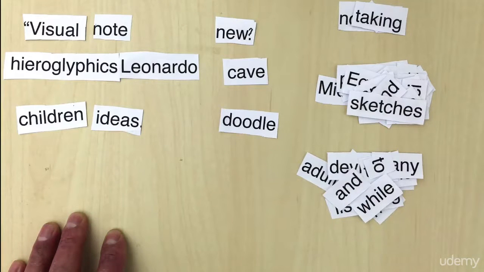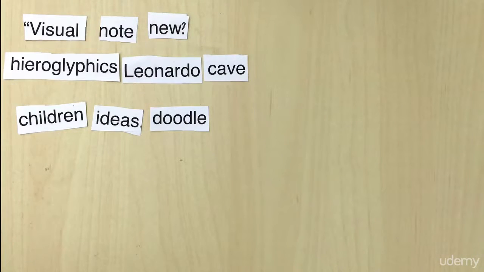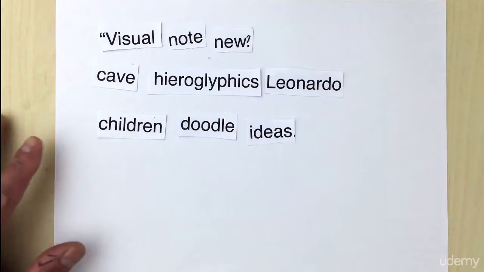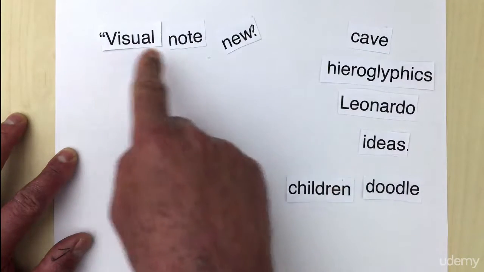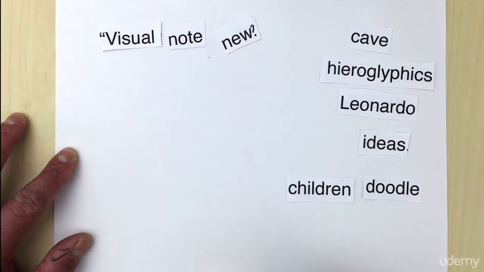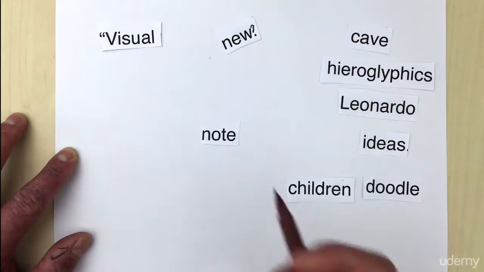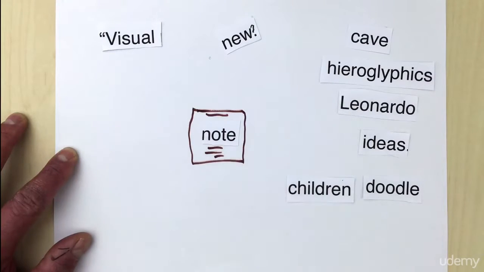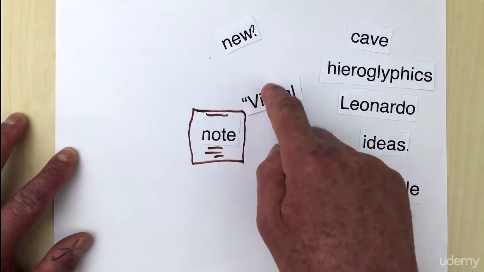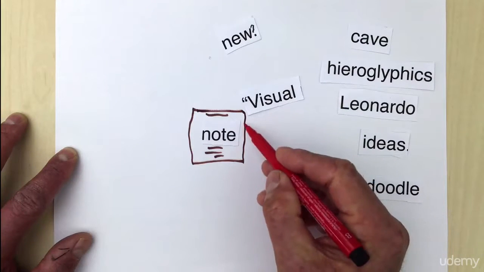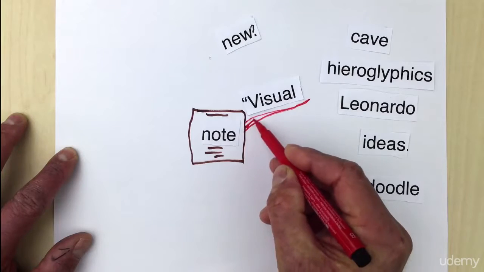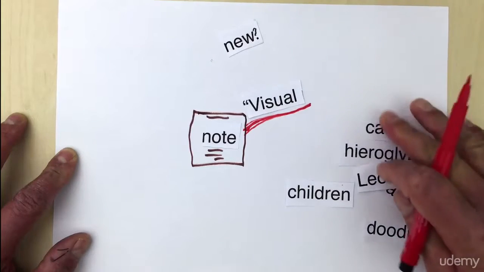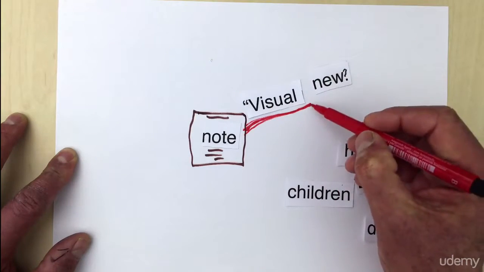Let's turn this into a mind map. The branches of mind mapping replace our language. All this stuff that we've just recycled, mind mapping replaces it. We've got our keywords, so we started with visual note new. The center of the mind map, I would say it's about note-taking. So we've got our notes. And then visual. We've got our branch. It's about notes, but it's about visual notes. And then the question is, is it new? Question mark.